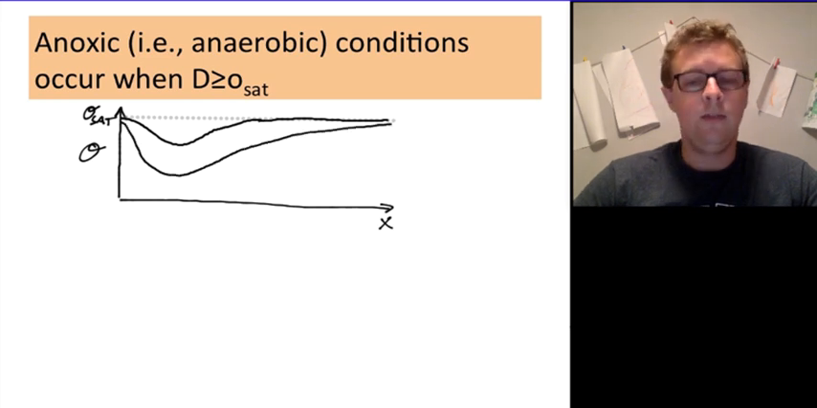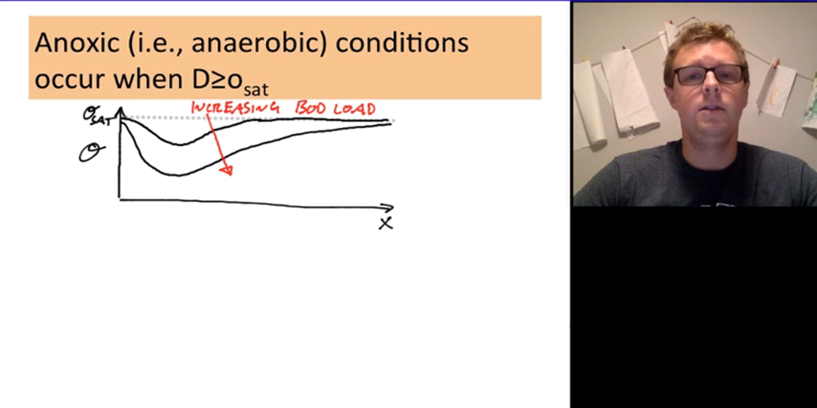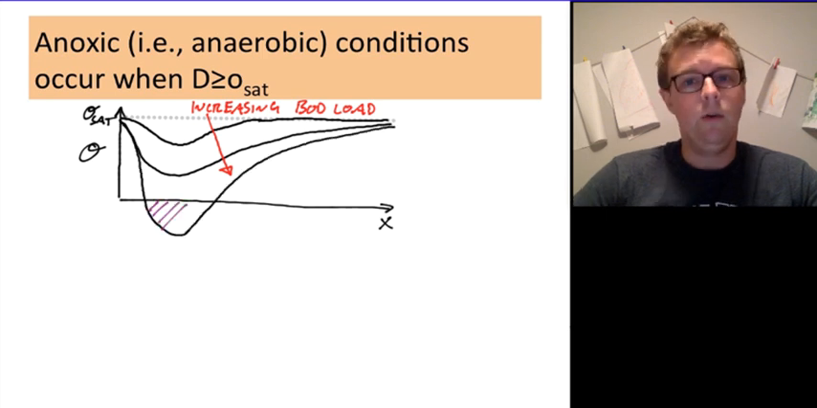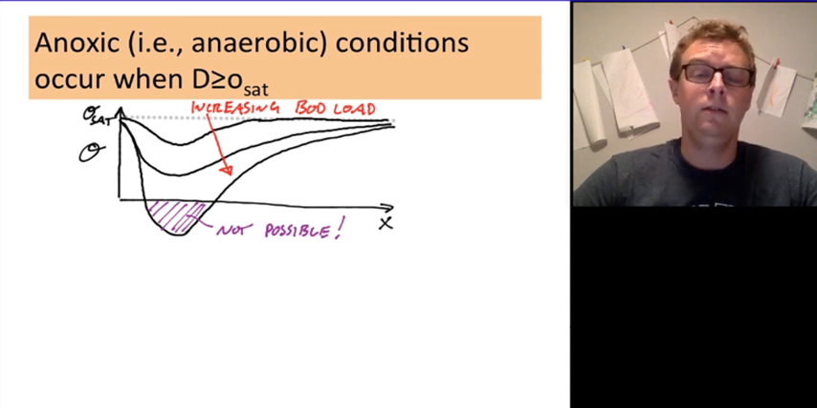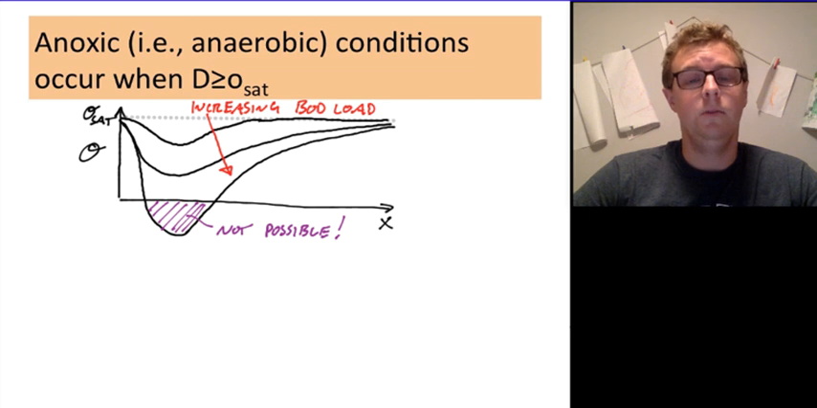And as we increase the amount of BOD coming from that point source, we can generate a larger and larger sag. Now, we run into a problem, however, when we predict that we could use up all of the oxygen in the system. The Streeter-Phelps model, as we've laid it out up until now, will actually let us predict negative oxygen concentrations. Now, that's not physically possible.